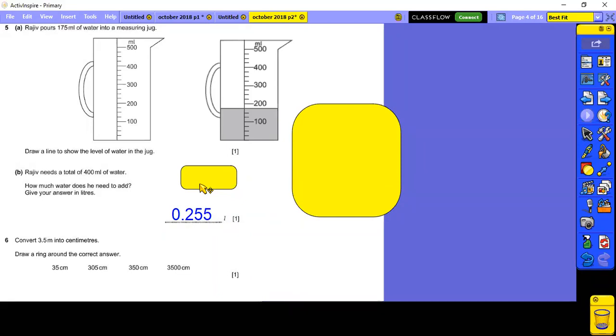Question number 6. He's telling you convert 3.5 into centimeters. Draw a ring around the correct answer. What's the right answer, guys? And I want to change from centimeter.